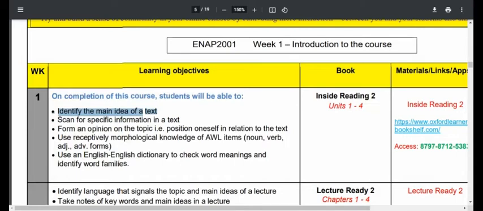Now, look at the wording here. On completion of this course. That means once you have finished this course, once you have passed and you can tell the whole world that you passed year 2 English, they're going to say, show us. Can you find the main idea of this text? Can you find some specific information in any text? Not from the Inside Reading book or another book, any text.